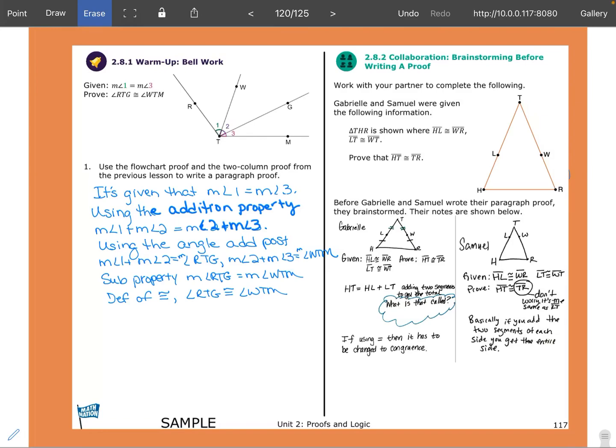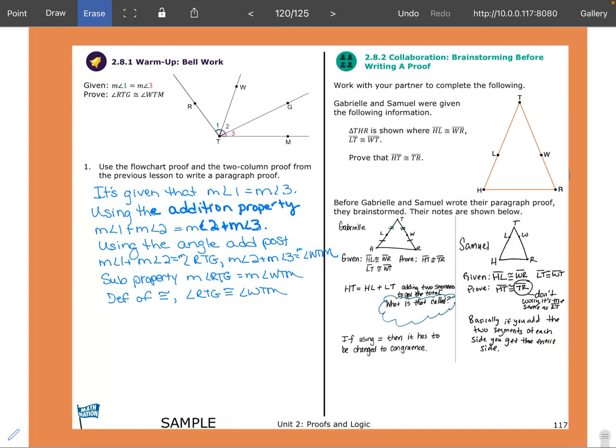2.8.1, we are going to be working with proofs part 2. The warm-up is actually a continuation of 2.7 where you had a flowchart proof and a 2-column proof, and you're going to take all of that and compile it into a paragraph proof. So if you want to pause the video without reading what I wrote here, go ahead and give it your best shot. Meet me back and then look at what we've written. Okay, so I'm assuming you're meeting me back.